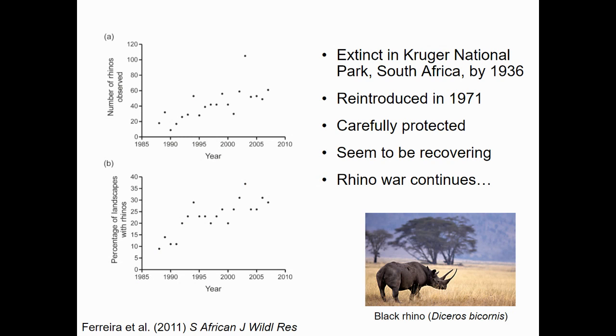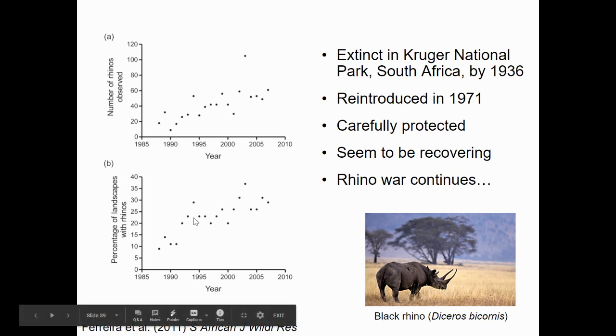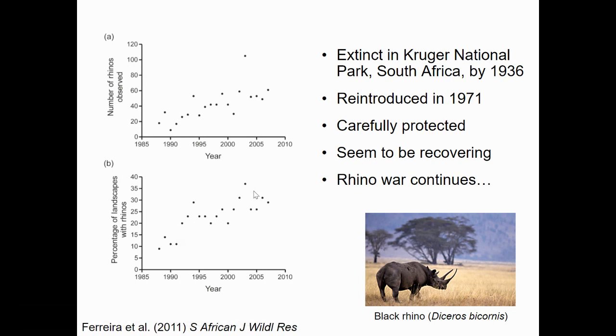Here we see the percentage of rhinos that have been observed in a given year. They were extinct from Kruger National Park by 1936 due to poaching. They were reintroduced in 1971 and protected. And what we are seeing is an upward trend. We are seeing technically more rhinos over time, and the percent of landscapes with rhinos improving. But it is a never-ending battle to protect those rhinos from poachers and keep poachers out of these parks.